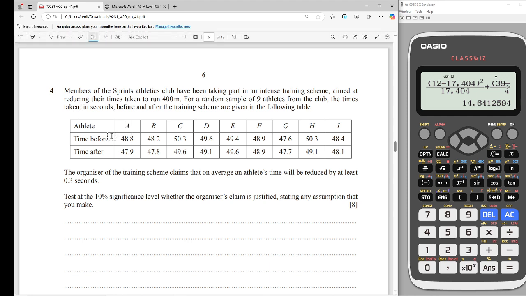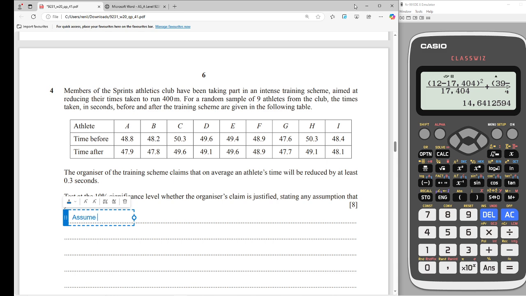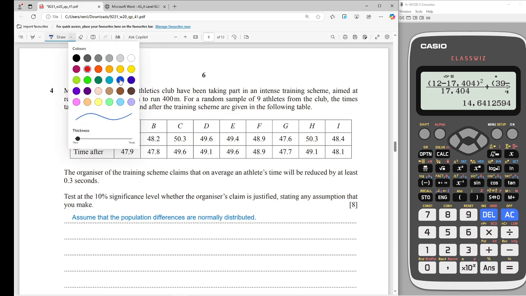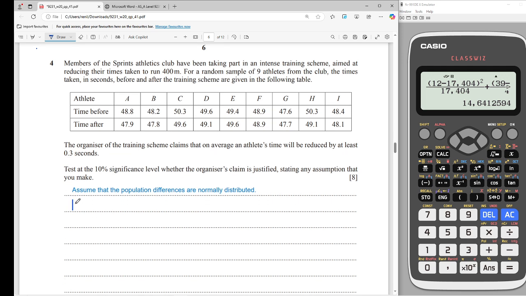Fine. So whenever we talk about before and after, whenever we compare two different things like matched pairs, we have to always state that we assume that the population differences are normally distributed. This is a constant all throughout using the t-test. This is essential. Without this, our entire thing falls apart. Next up we need to state our hypothesis, and this is very important, especially in inferential statistics.